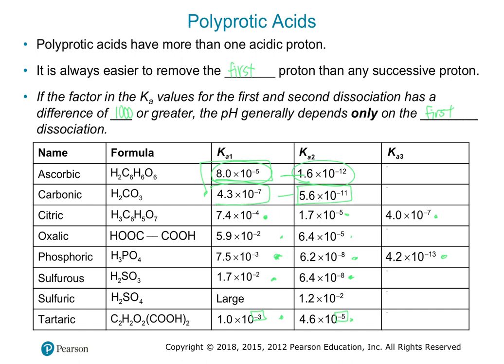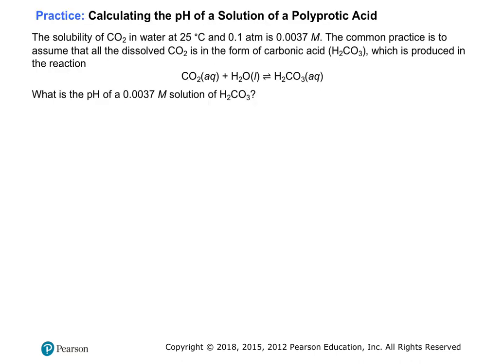So again, first one comes off easiest, and if they're off by a factor of 1,000, just treat them as a monoprotic acid, just a regular old weak acid. If they're less than 1,000, then we need to look at both of them. So let's see how that works out.